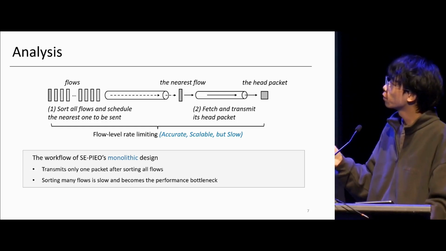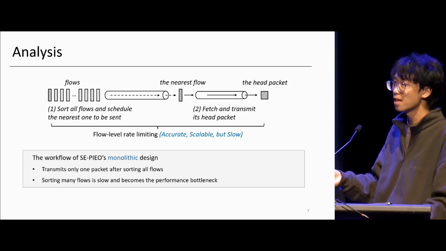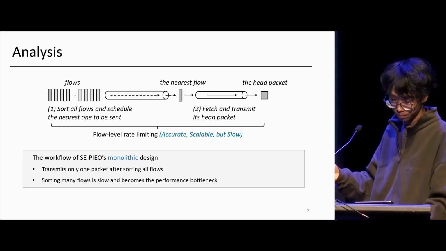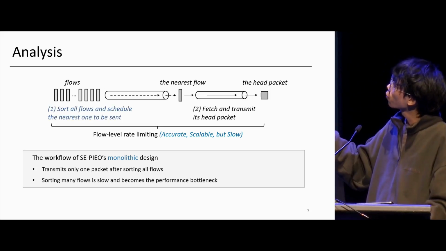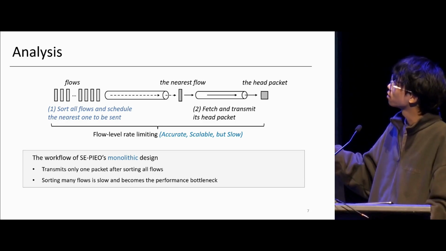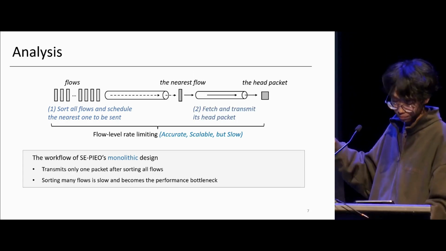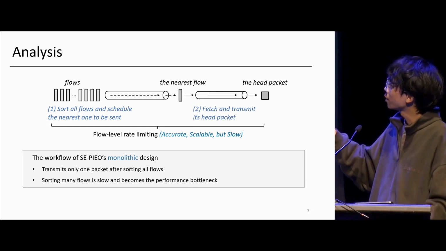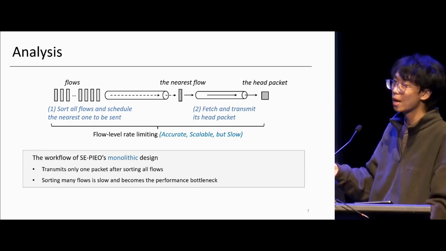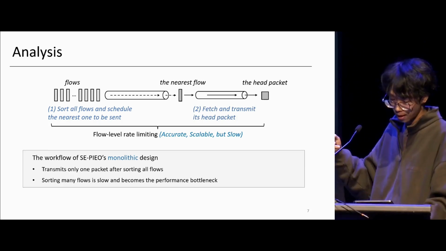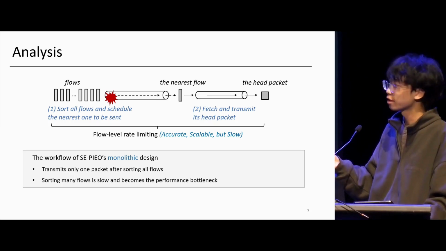To figure out the performance bottleneck, we then analyzed the workflow of Senic and Pyro and found that they follow a monolithic design. Specifically, it first sorts all flows and schedules the nearest one to be sent. Once the flow is scheduled, it fetches and transmits its head packet. Such flow-level rate limiting is accurate and scalable, but slow, because it transmits only one packet after sorting all flows. And sorting many flows is slow and becomes the performance bottleneck.